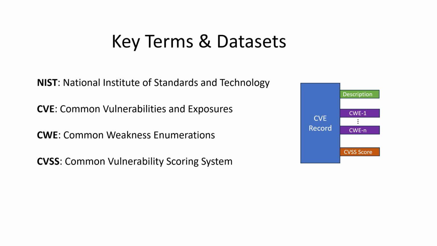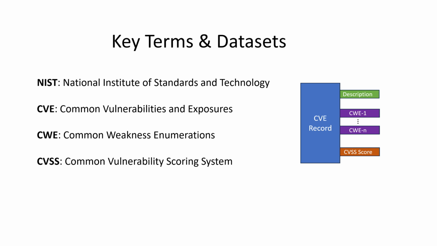And then each CVE record also has a CVSS, or a Common Vulnerability Scoring System score. This score is meant to indicate the severity of the vulnerability or the exposure, the CVE basically. There's a lot more within a CVE record, but these are the only items that are really necessary for us in order to understand the work that I've done.